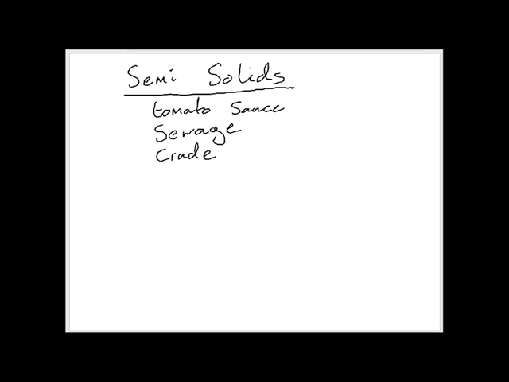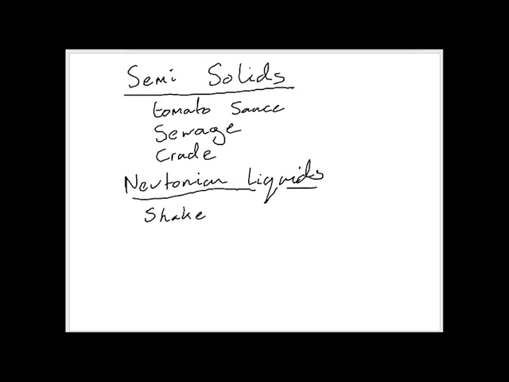There's another whole bunch of liquids called the Newtonian liquids. Now, Newtonian liquids are basically liquids that behave themselves. They do the things that they're supposed to do. Things that liquids are supposed to do is if you shake them, they should go thinner. And if you heat them, they should go thinner. Standard Newtonian liquids that do this are things like oil.